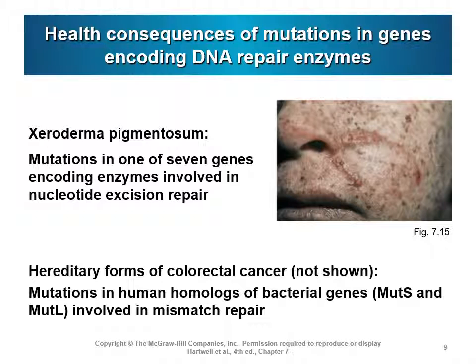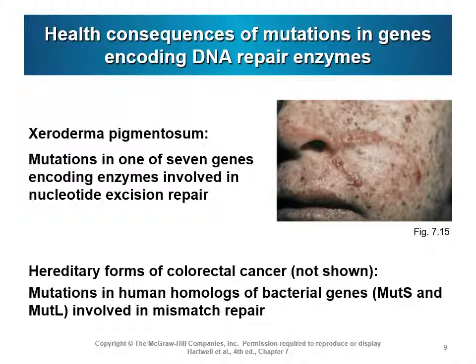Another example, and the picture is not here, is the hereditary form of colorectal cancer, where there is a mutation in the human homologue of bacterial genes, so we talked about mutS and mutL, which are involved in the mismatch repair mechanism. It's mutated, therefore the repair mechanism is not functioning and the mutation is not being repaired. So we talked about those repair mechanisms.